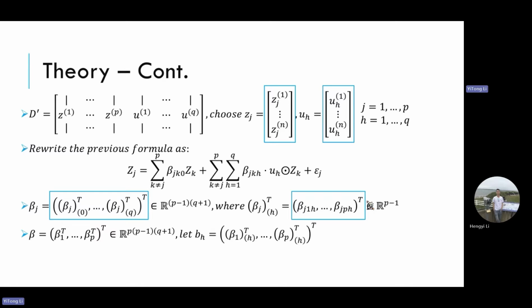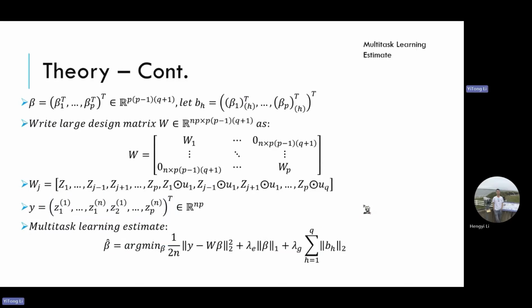This is only for a single regression, and we'll have p different regression tasks in total. We collect the beta and BH, and these two estimates provide two perspectives of the regression, both element-wise and group-wise. This is related to our estimation of the betas using the sparse group lasso regularization. We write this large design matrix W as the following notation, and now this multi-task learning estimate eventually comes into place. Notice that lambda E and lambda G are two tuning parameters.